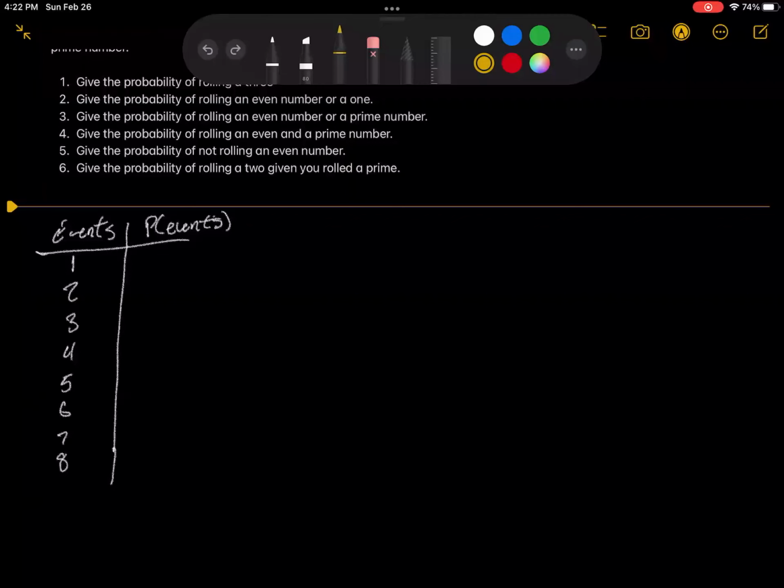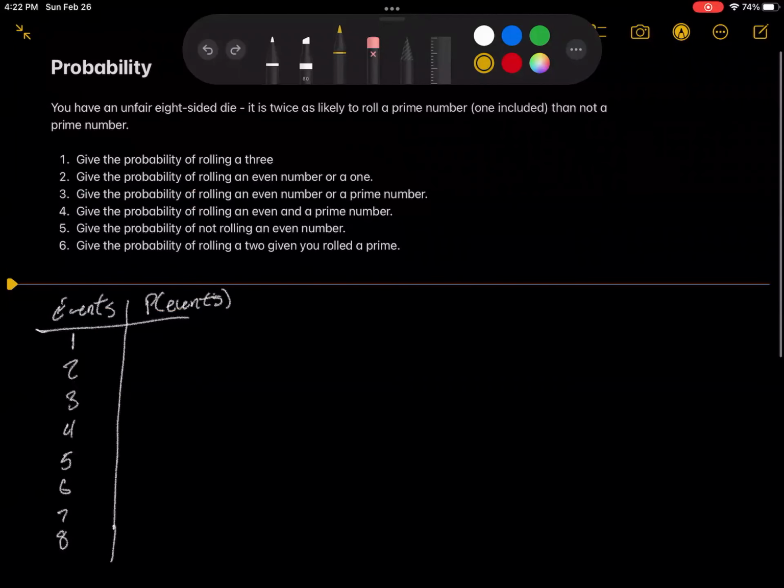Let's do a probability problem. Let's say that we have an unfair 8-sided die. It is twice as likely to roll a prime number, 1 included, than not a prime number. Let's answer the following questions. So question 1, give the probability of rolling 3.